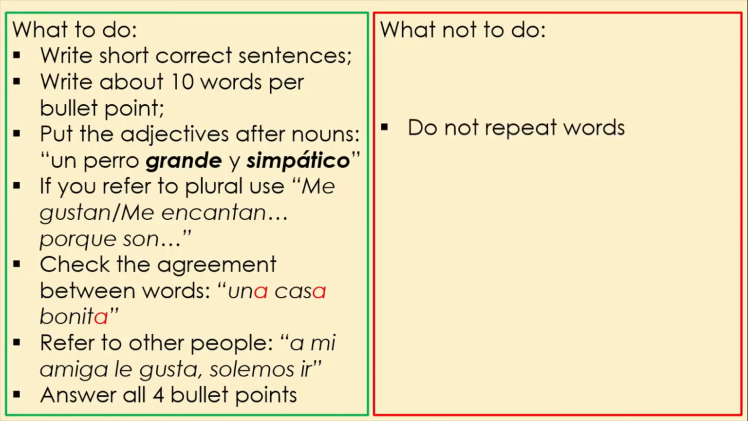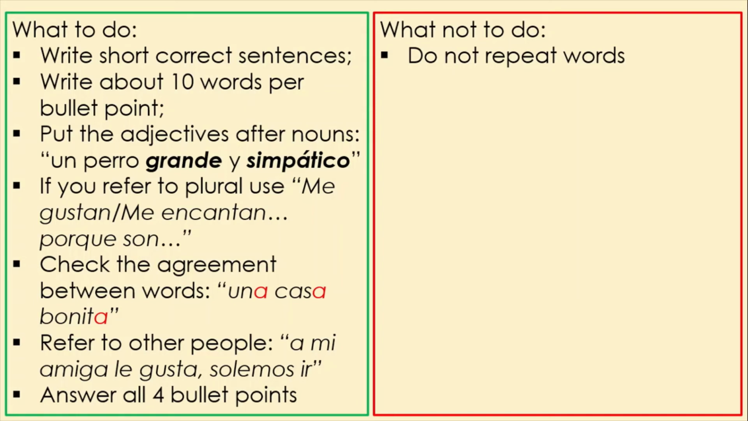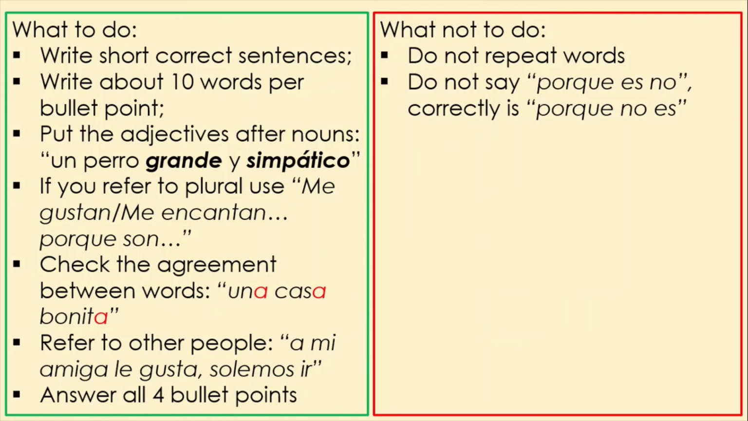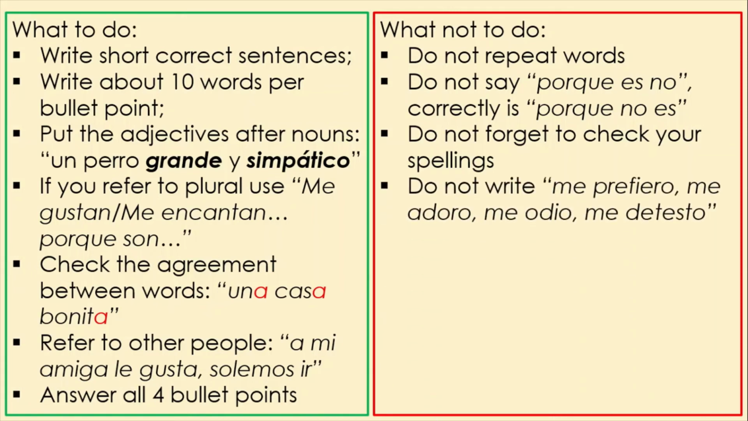What not to do? Do not repeat words. That is going to take points away from you. Do not say porque es no. Correctly is porque no es. Remember that the negative is going to be in front of the verb. Do not forget to check your spellings. Do not write me prefiero, me adoro, me odio, me detesto, because that translates as I prefer myself, I adore myself, I hate myself, I detest myself. Do not make up words. If you forget the meaning of a word, try to change that word. Do not create new words in Spanish because you believe they sound Spanish.